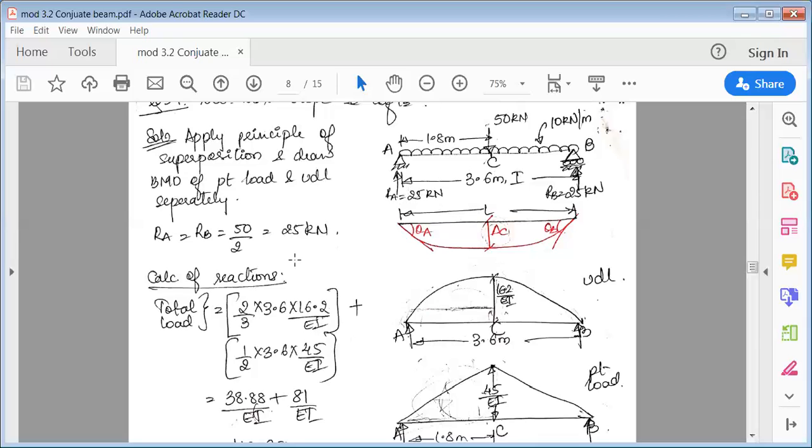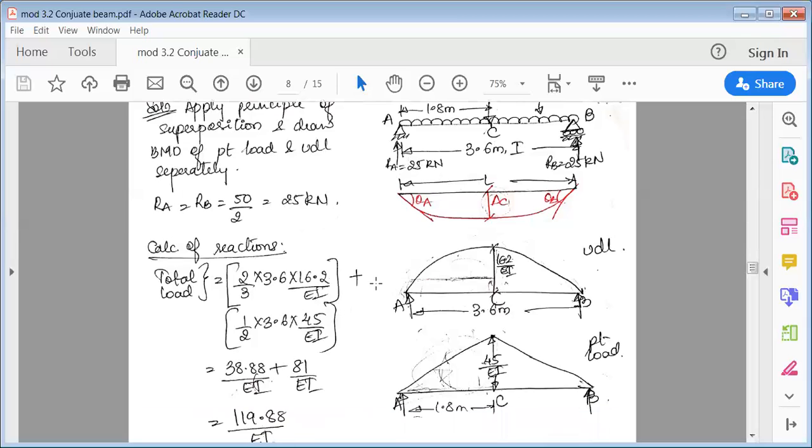Okay, so now first we'll calculate the total load which is acting downward. See, we have split this into a UDL and a point load, so you have to club this to find the total load acting downward. The load because of the UDL is acting downward and the load because of the point load is also acting downward. Now to find this total load, see, again it's a parabola. So area of a parabola is 2/3 of base into height. So 2/3, base is 3.6, height is 16.2 over EI. So this is the area of the parabola of the UDL.